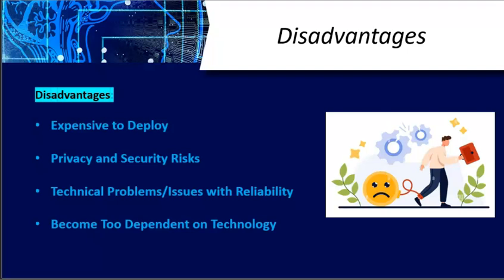Technical problems can arise, issues with reliability. If the user encounters bugs in the programming, poor alignment, or unexpected disruptions can occur, and this can make their experience suffer. They can become too dependent on technology, which may reduce critical thinking, memory retention, and social interaction capabilities in some personality types.